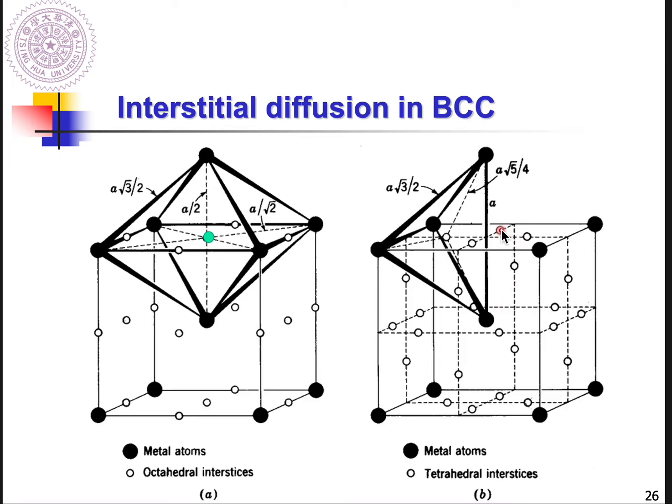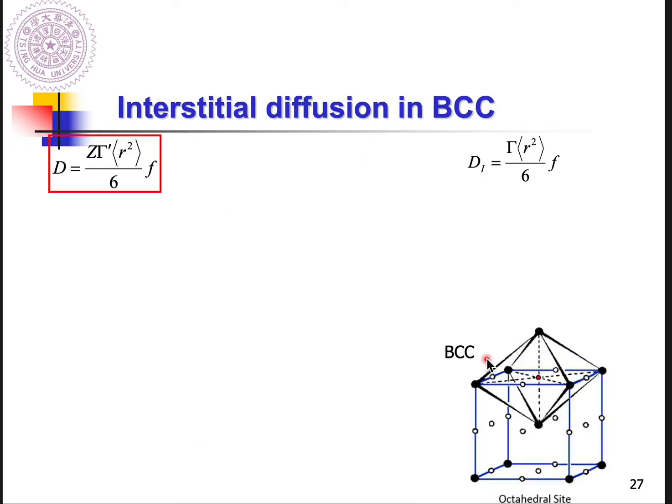And the other type of interstitial site in BCC, we call tetrahedral interstitials. Actually, you can observe that this one is at the center of a tetrahedral structure. So we call it a tetrahedral interstitial, and we label it in white as well. Okay, so let's give you a real example.